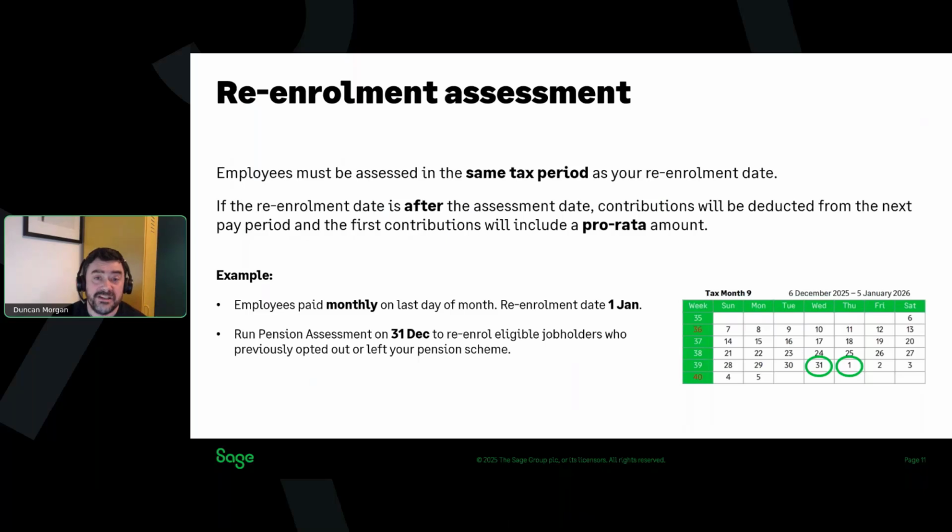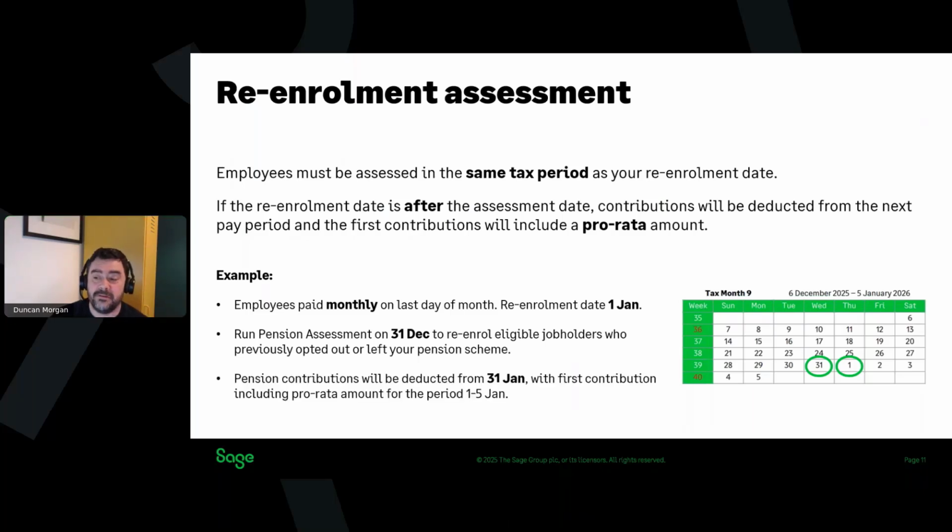What that means is when I run the pension assessment on the 31st of December, that is the period in which I will be re-enrolling my eligible job holders who previously opted out or left the pension scheme, because that's my pay date in tax month 9. But it does mean that pension contributions wouldn't start until the next pay date, which will be the 31st of January. The first contributions for the employees re-enrolled will include a pro rata amount for the period 1st to 5th of January, so the end of the previous pay reference period.